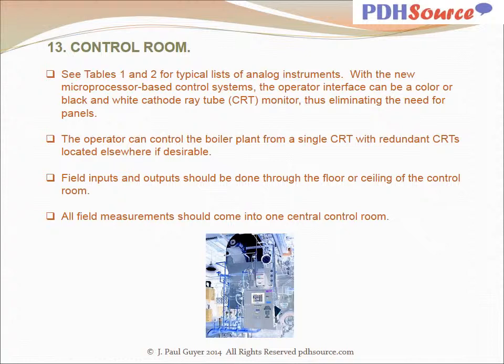With the new microprocessor-based control systems, the operator interface can be a color or black and white cathode ray tube, CRT, thus eliminating the need for panels. The operator can control the boiler from a single CRT with redundant CRTs located elsewhere if desirable. Field inputs and outputs should be done through the floor or ceiling of the control room. All field measurements should come into one central control room.